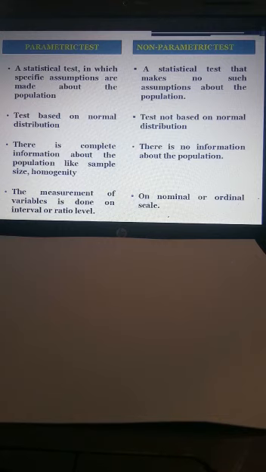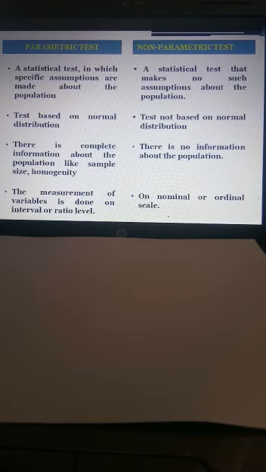Third, we need the complete information regarding the population in the parametric test, like how much population we are taking, what will be the sample size, whether there will be homogeneity in the sample or not. Everything we need to consider under the parametric test, but we do not require that kind of information in the non-parametric test. It doesn't mean we do not require any information, but we do not require complete information. When we do not have complete information regarding all parameters of the population, then we can even apply the non-parametric test.